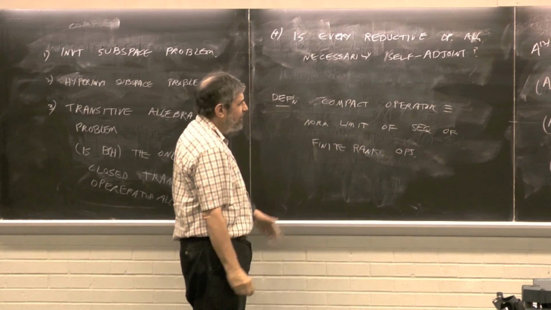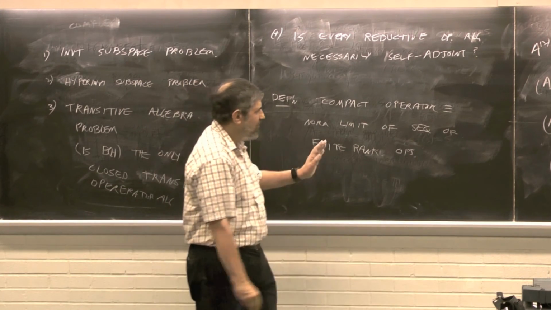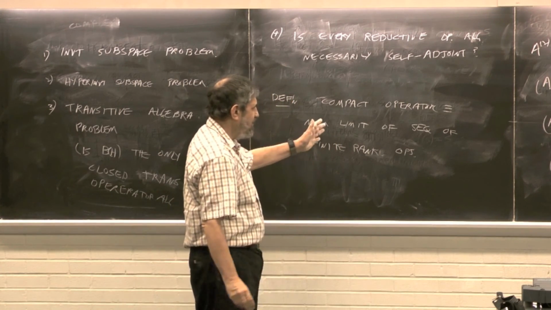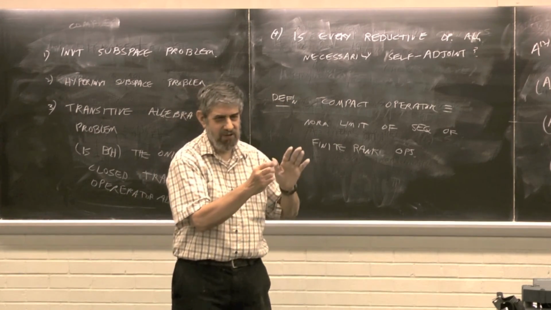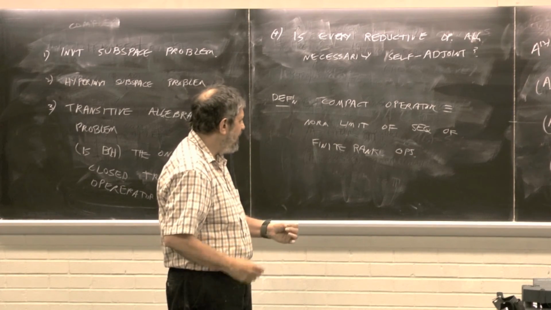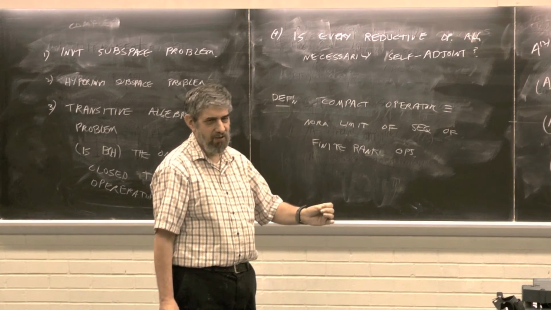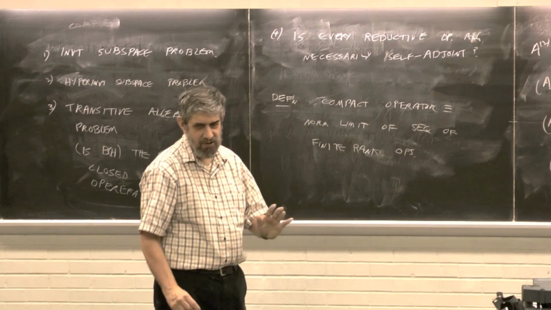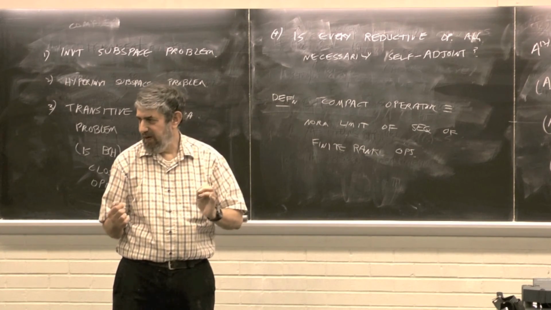All right, now just to give you a little feeling for what this is, one of the easiest classes of operators to look at are the ones that are diagonalizable, the ones that are infinite, like diagonal matrices. The ones of those that are compact are the ones for which the diagonal entries go to zero. So this is a much richer class than just the finite rank operators.